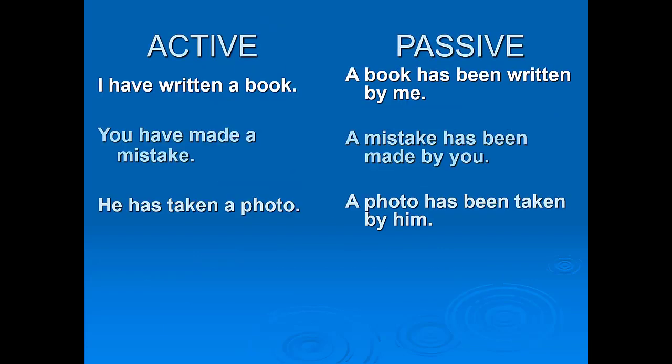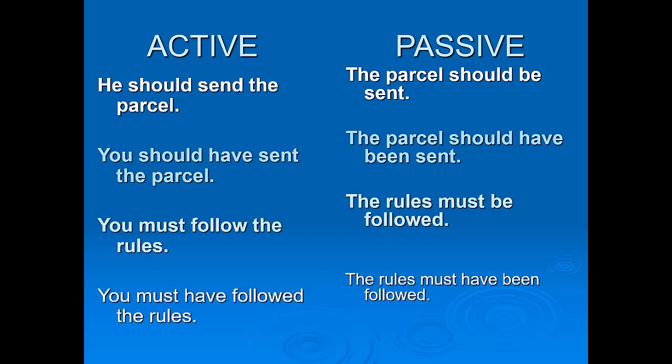And here you have more examples. You have here on the left 3 sentences in the active voice, and on the right their copy in passive voice. I have written a book, has been written by me. You have made a mistake, has been made by you. He has taken a photo, has been taken by him.